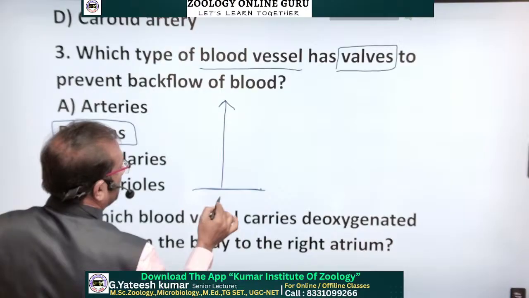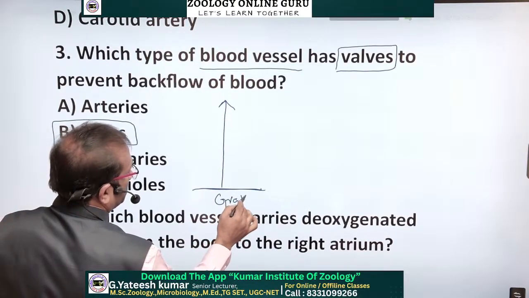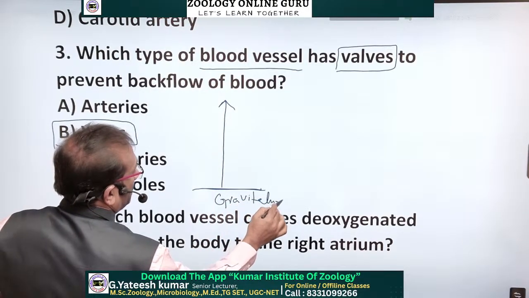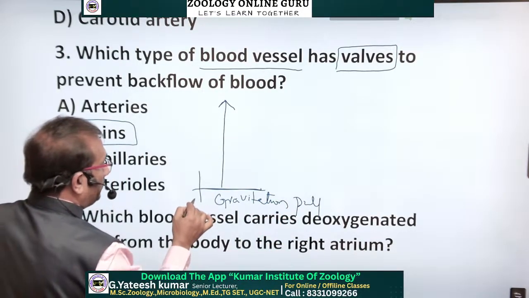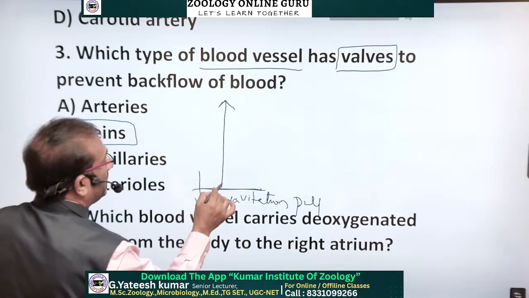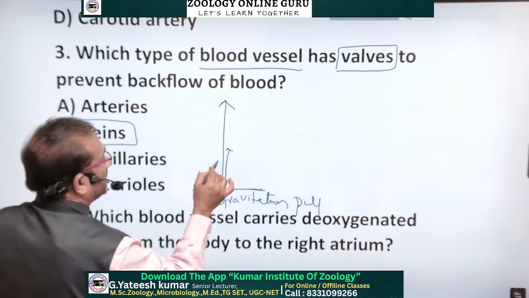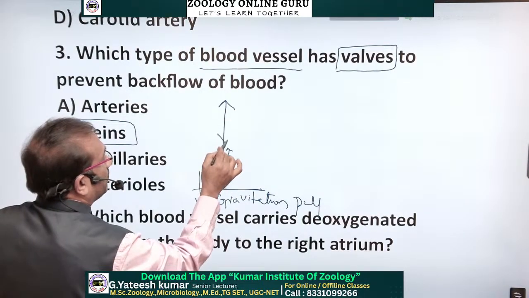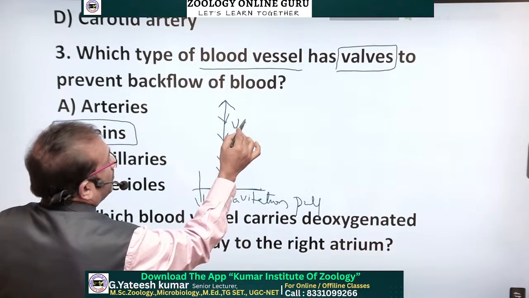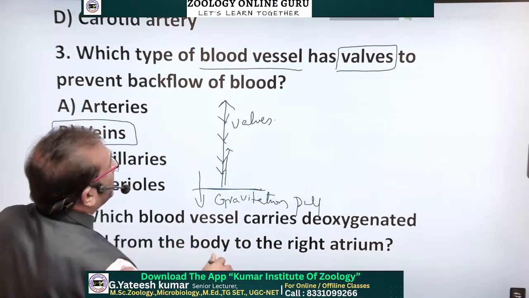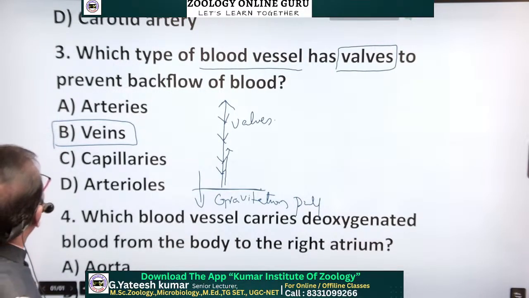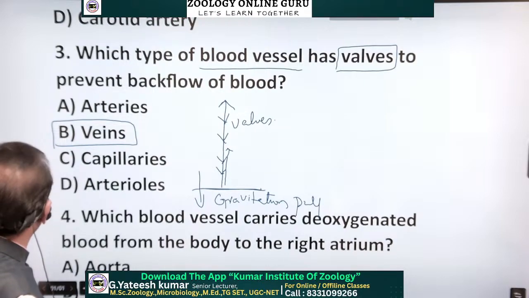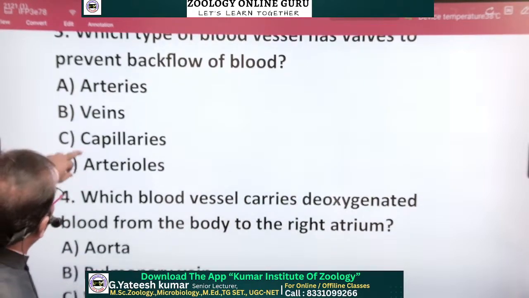Down there is a gravitational force, gravitational pull is present. Gravity pulls the blood down, but blood goes in an upward direction. That is why valves are present in this blood vessel. Valves are present in the veins to prevent the backflow of the blood. So for question number 3, the answer is veins.